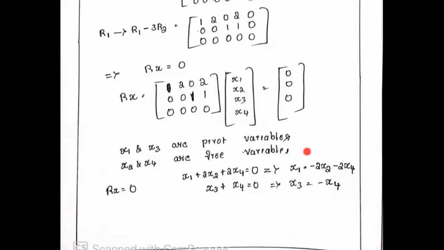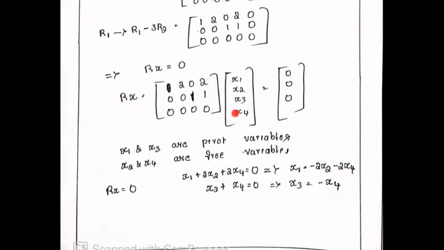Now what you should do, you have to express x1 and x3 in terms of x2 and x4. Try to write this equation. What you get is x1, 2x2, 0x3 and 2x4, which is equal to 0 anyhow, because this is 0. In the second equation, what you get is x1, x2 is 0, x3 and x4 you will get, and that will be equal to 0. Whereas in the third row, everything is 0, nothing you will get.